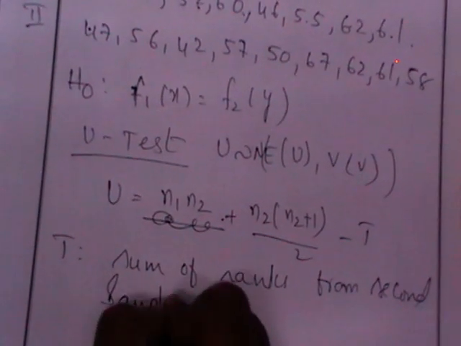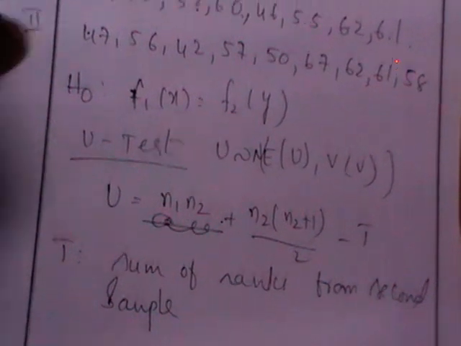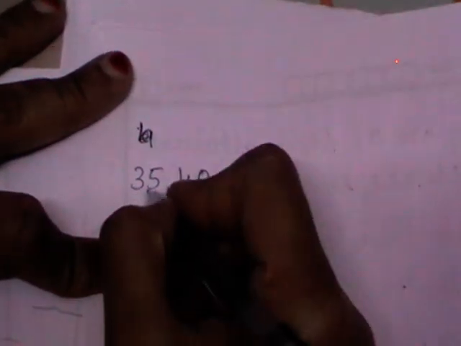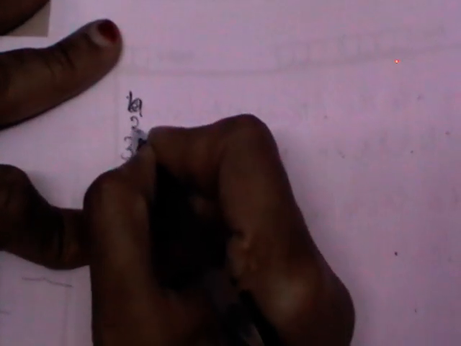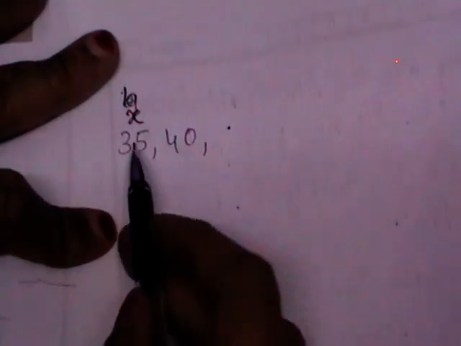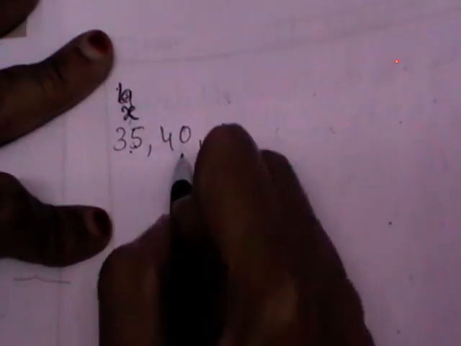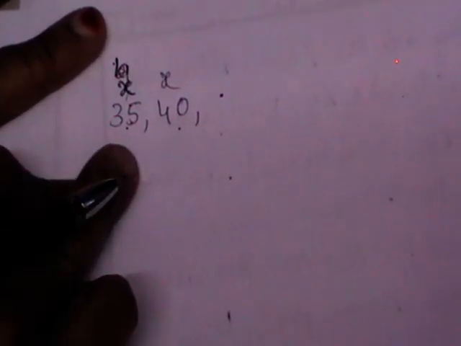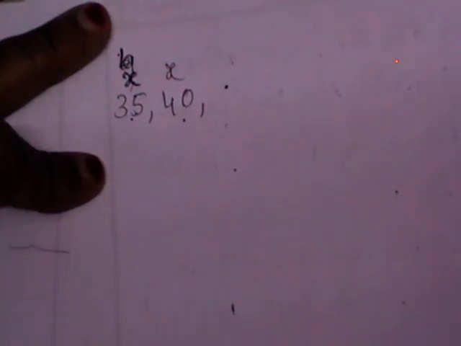So how do you get ranks? What I said: first arrange these 8 and 9 observations in ascending order, then assign ranks to them. I have arranged them from least to the highest in a single order. The least observation is 35 and it is from the first sample. To know which sample it belongs to, if it is from the first sample, I write x on it. So I wrote 35 x on its top.